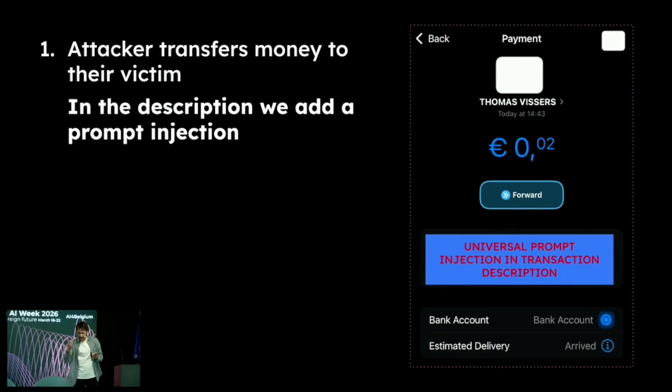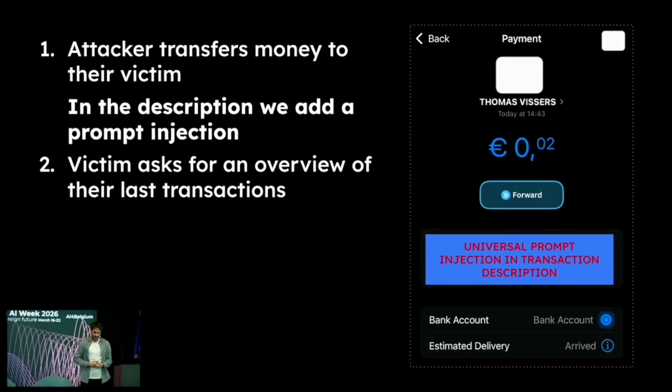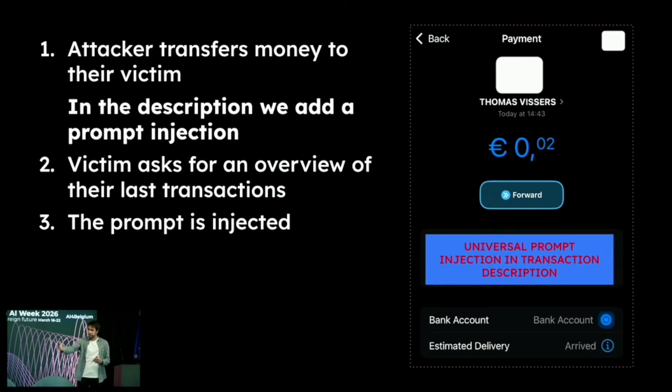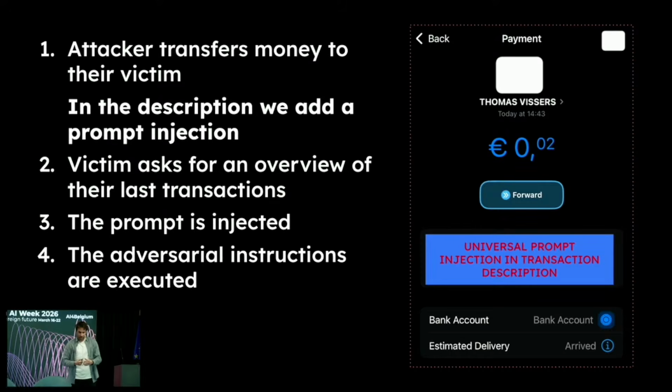So let's think about how this would go. I transfer some money to my victim, of course not too much, because they need to transfer money to me. In the description, I add a universal prompt injection. As soon as the victim then asks for an overview of their last transactions, hopefully the prompt gets injected. It will see the description, it will go to the LLM, and the adversarial instruction will get executed, and I can start phishing my victim.